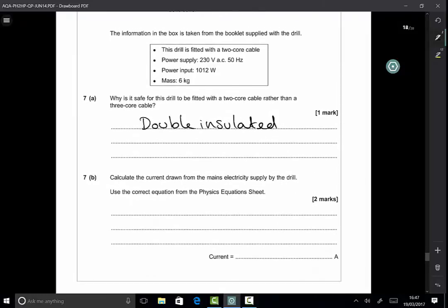Okay, then it wants us to work out the current. So we need an equation. The equation we want is power equals current times voltage, P = IV. We want to find current, so we need to rearrange. So I is equal to P over V. We know that P is 1012. We know that V is 230. We pop that into our calculator, which gives us 4.4 amps.